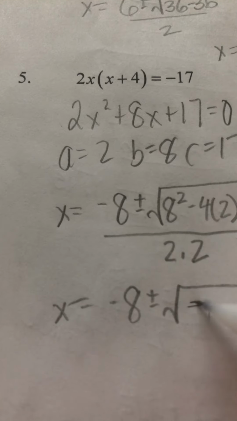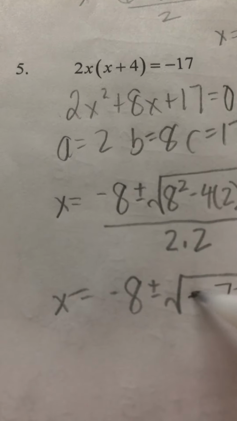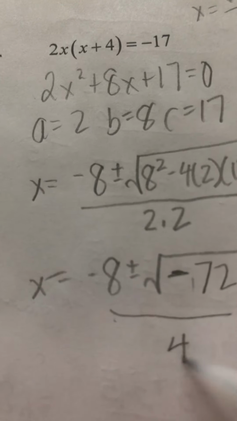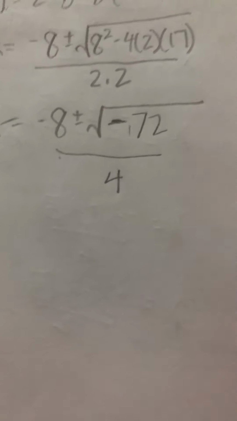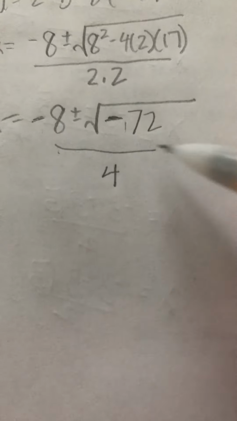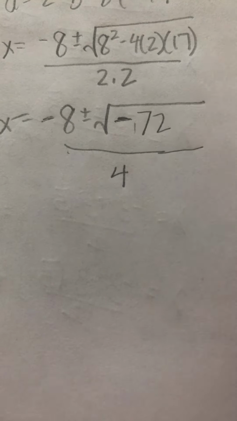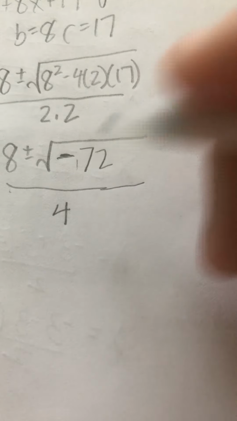You get negative 72. Okay, so here's an interesting idea, y'all. A negative number under the radical, over 4. Okay, so let's backtrack. So negative number under the radical, what does that mean? There's going to be an i in your answer. So remember, you have to simplify this guy.